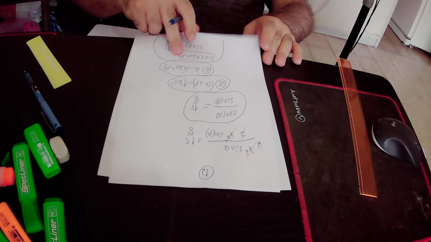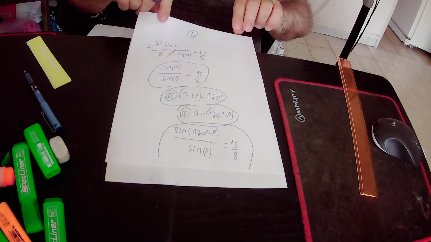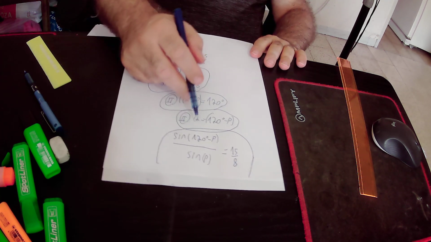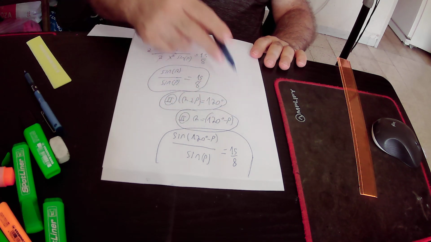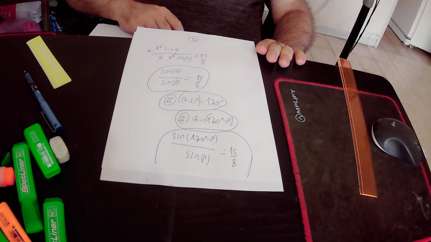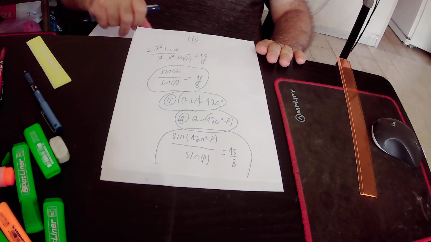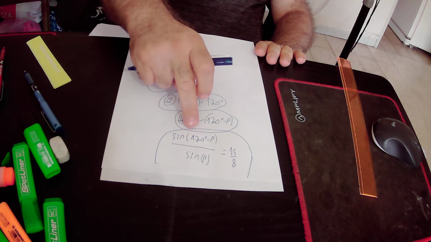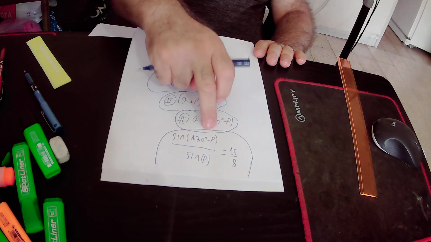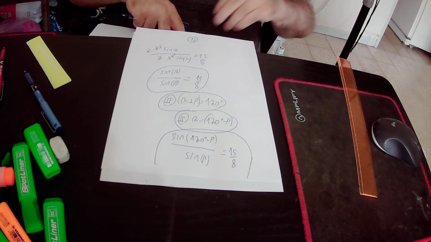Okay, so we got this equality that sine of 120 degrees minus p over sine p equals 15 over 8. So here we have a trigonometric identity for the value of sine of 120 degrees minus p. It is like sine of a minus b.